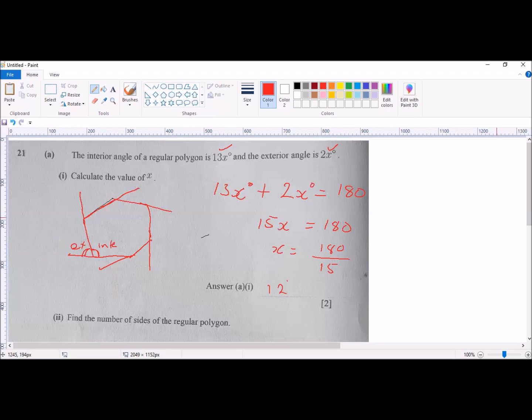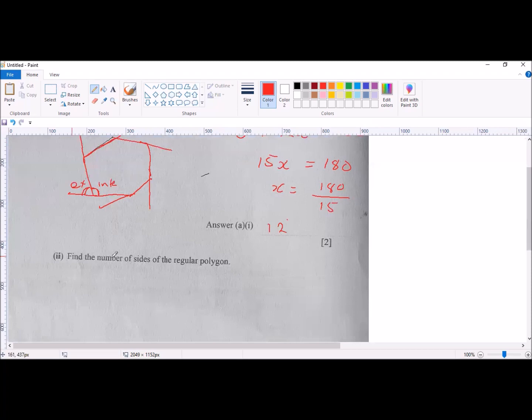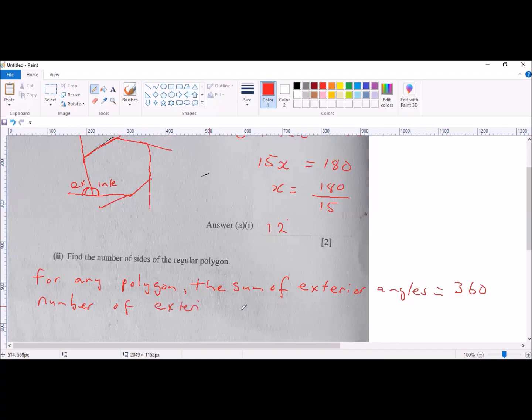All right. Let's move on to the next one. Find the number of sides of the regular polygon. Okay, for any polygon, the sum of exterior angles is equal to 360. All exterior angles add up to 360. Now, for any polygon, the number of exterior angles is equal to the number of sides.